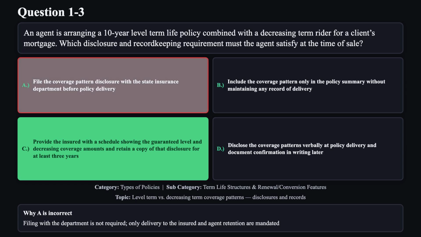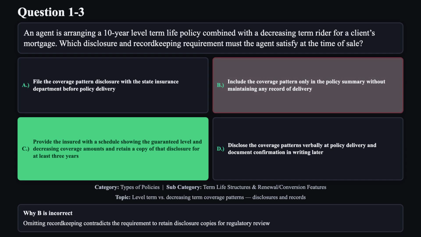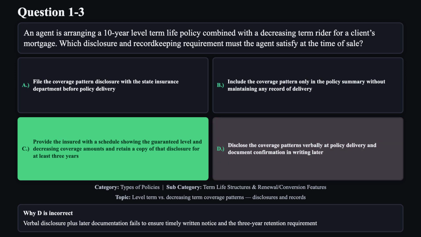Reason A is not correct. Filing with the department is not required. Only delivery to the insured and agent retention are mandated. Reason B is not correct. Omitting record keeping contradicts the requirement to retain disclosure copies for regulatory review. Reason D is not correct. Verbal disclosure plus later documentation fails to ensure timely written notice and the 3-year retention requirement.